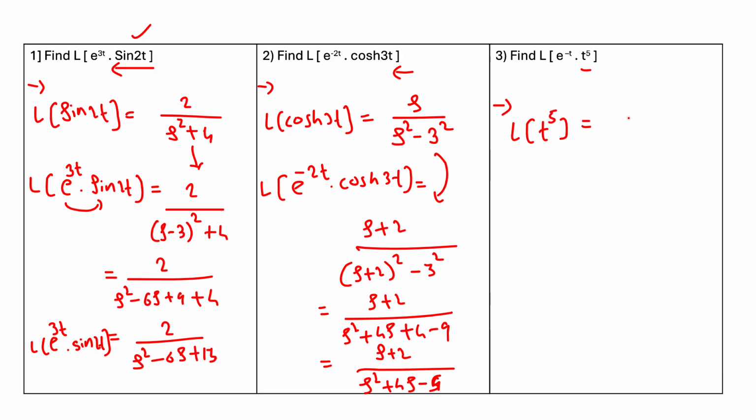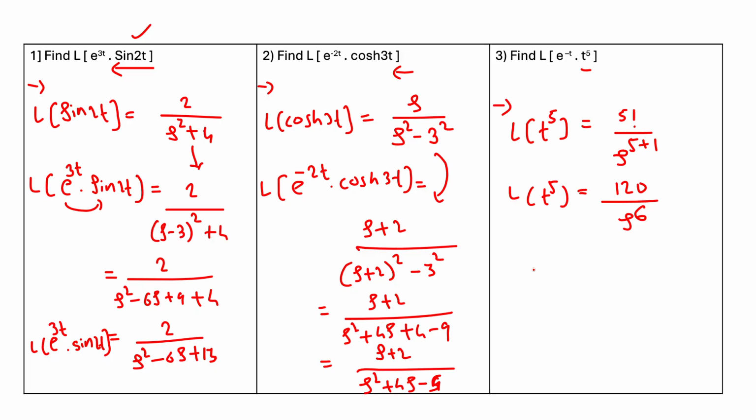The formula of Laplace of t raised to n is n factorial upon s raised to n plus 1. Here n means the power, 5, so 5 factorial upon s raised to 5 plus 1. So the Laplace of t raised to 5 will be 5 factorial, which if you put in the calculator you will get 120, divided by s raised to 6.